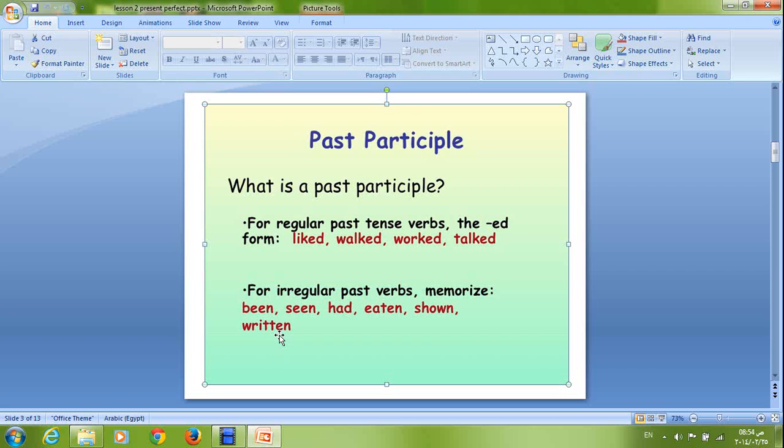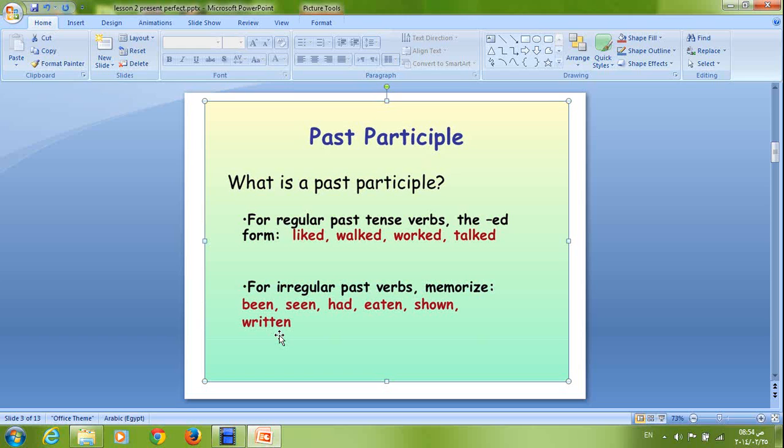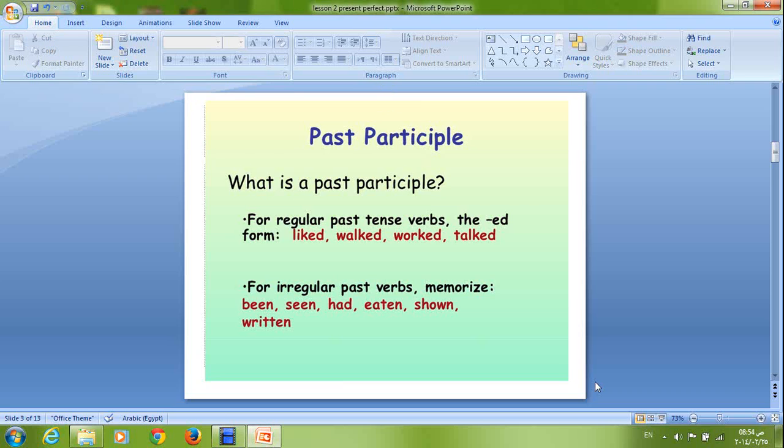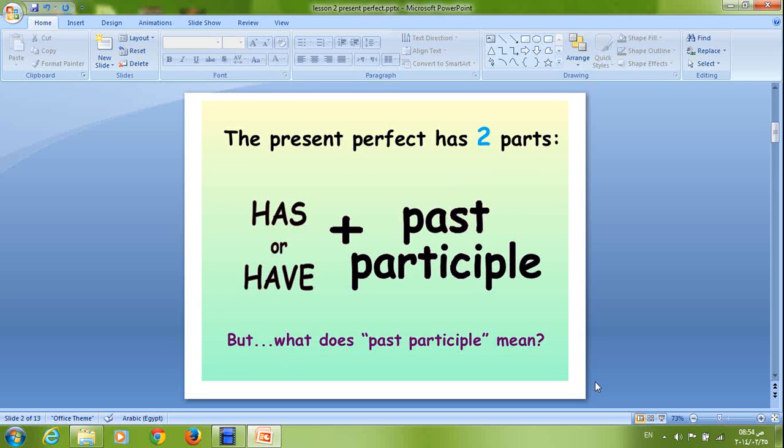And also if you opened the last 2 pages in your books, you're going to find the infinitive form, the past simple, and the past participle, and also you have to memorize them. So how do we form the present perfect again? Has or have plus past participle.